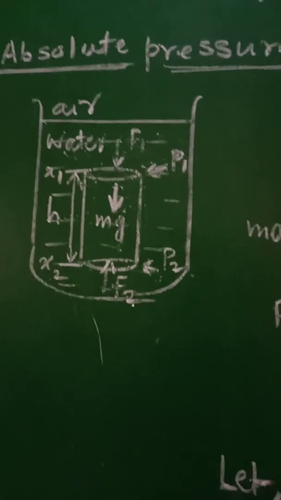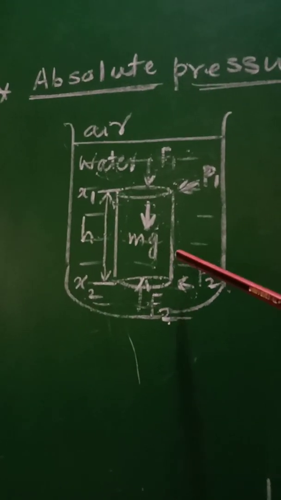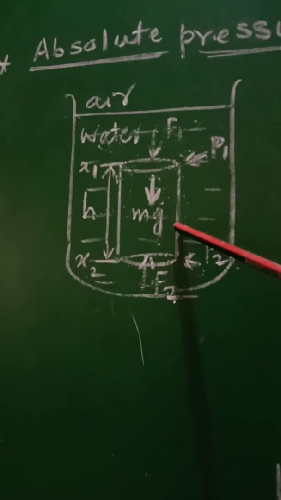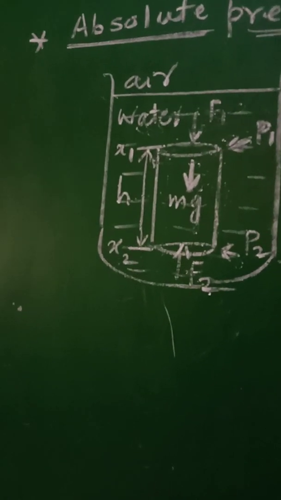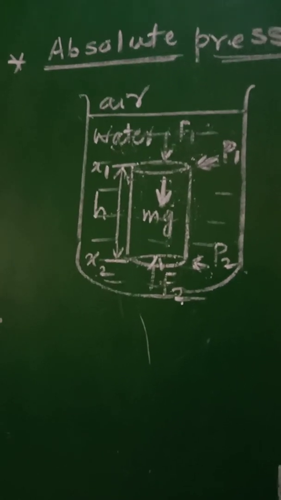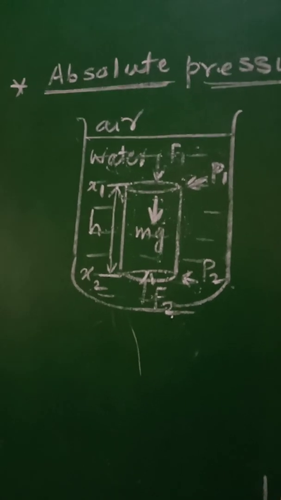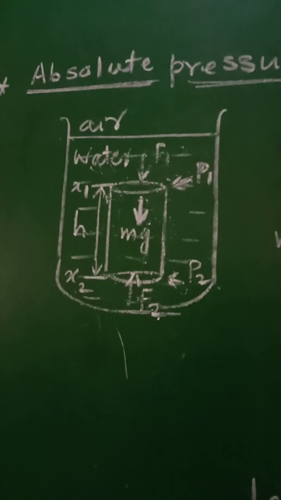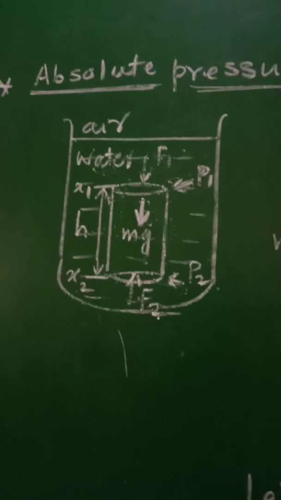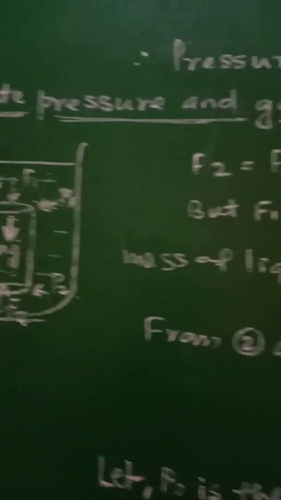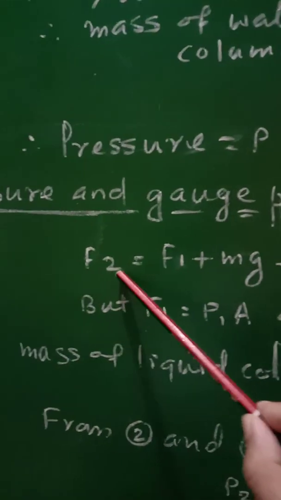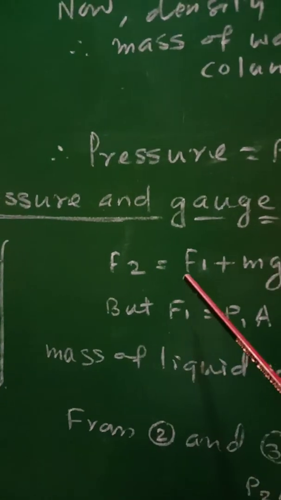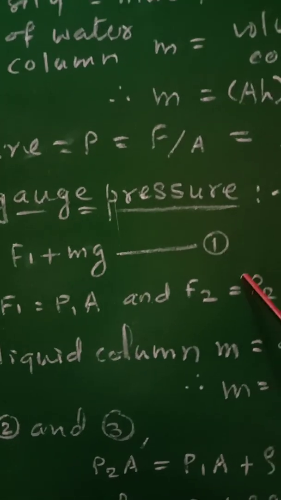But now suppose this liquid column is at its equilibrium state, that is, it is at rest, and therefore we can say that the total upward force acting on it must be balanced by the total downward force. Now in this case, the total upward force acting on it is only F2, and the total downward force will be equal to F1 plus mg, and therefore we can write the total upward force equal to total downward force, that is F2 is equal to F1 plus mg, equation number 1.